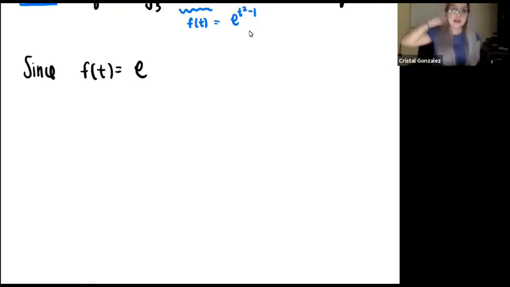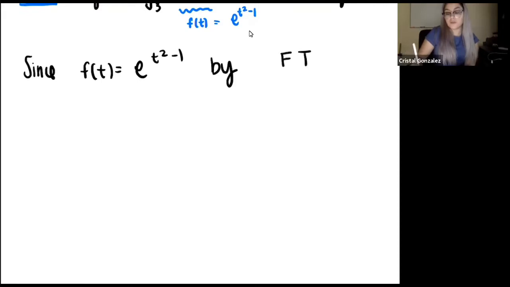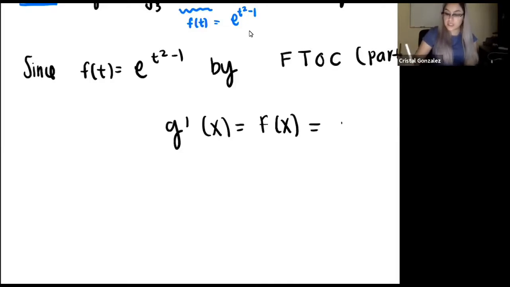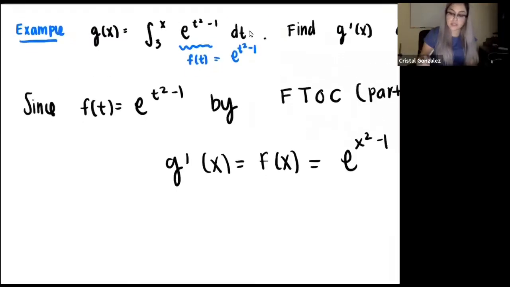equals e to the t squared minus 1, we could say by the fundamental theorem of calculus, and then we have to say part 1 because I haven't shown you part 2 yet, but we will have a part 2. Then this has to be true. Then g prime of x is equal to f of x, which equals e to the x squared minus 1. Oh, sorry. Yes, minus 1.